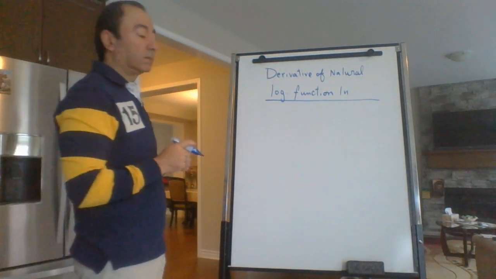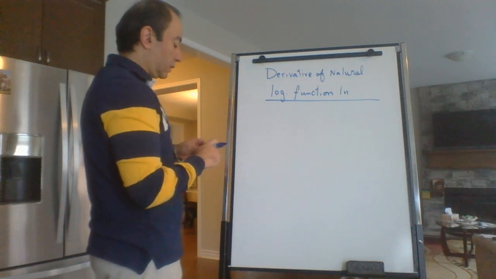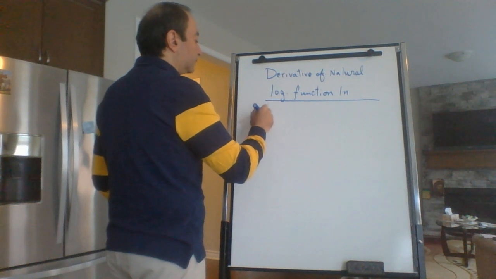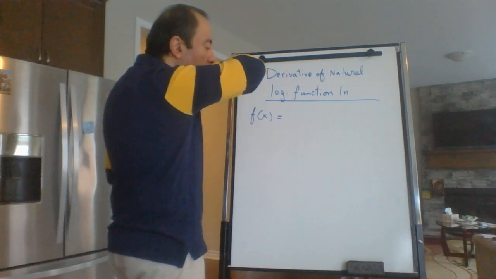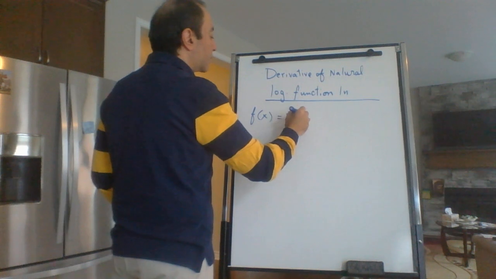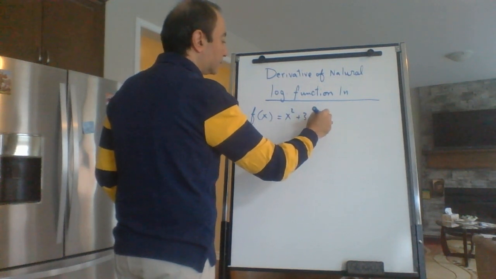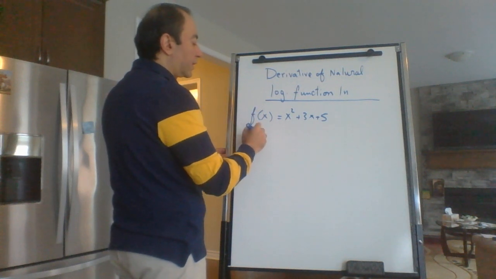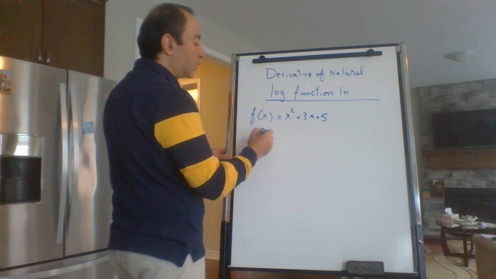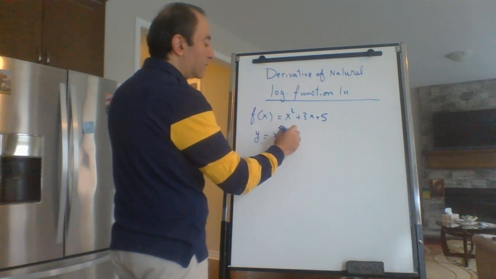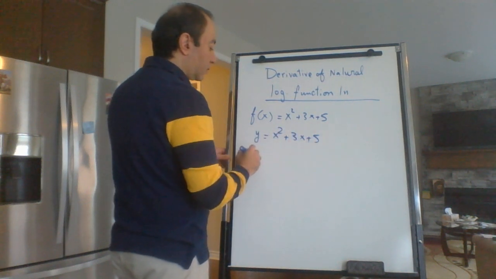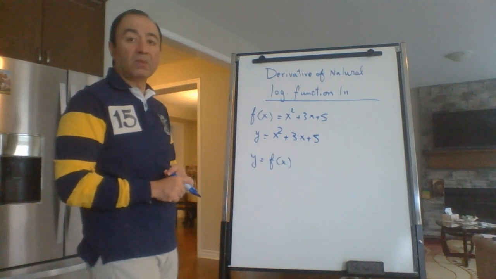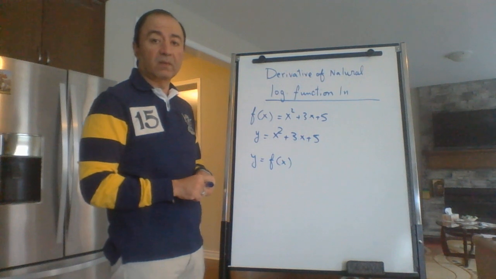One thing we need to remember: if I have f of x equal x squared plus 3x plus 5, this same function can be written, instead of in function notation, in xy notation: y equals x squared plus 3x plus 5. That means y is the same thing as f of x and will be treated the same way we treat f of x when we find the derivative.